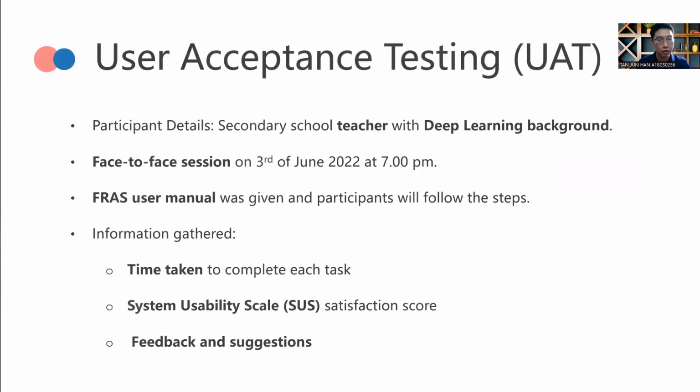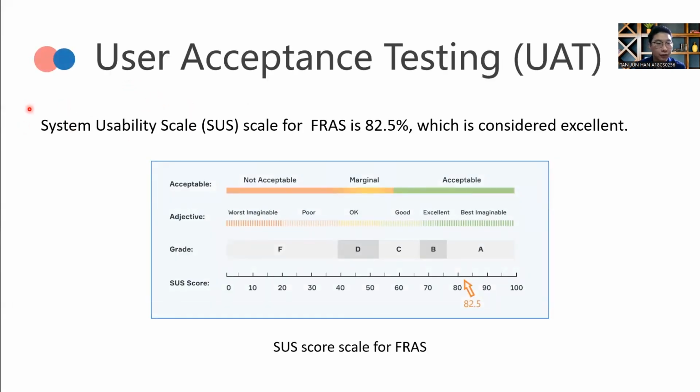The next one we'll be talking about is user acceptance testing. The participant I found is a secondary school teacher with deep learning background. And the session is a face-to-face session on the 3rd of June. And the user manual was first given to the participant, and she will follow the steps. The information gathered after the UAT is the time taken to complete each task, the SUS satisfaction score, and also the feedback and suggestion from her. After counting the SUS score, it is shown that it is 82.5%, which is excellent.